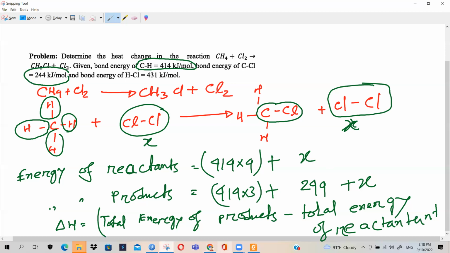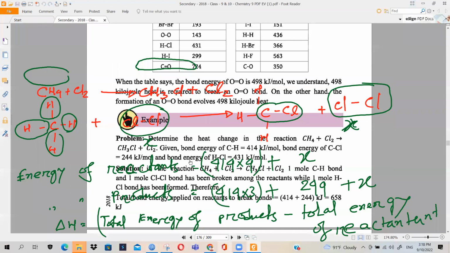But this equation is not correct. We cannot do it like this because the number of chlorines is not correct on both sides. The number of hydrogens is not correct as well. So let's see what we can do. Let's see what they said. Can I erase it?